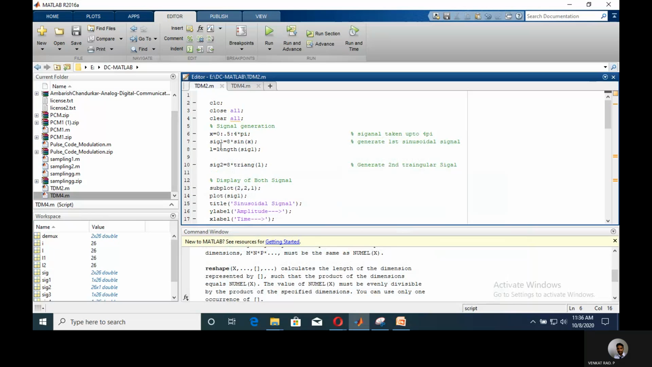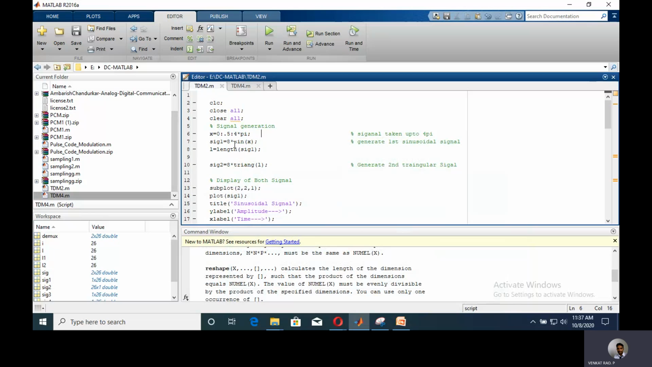Now next, the sinusoidal signal, signal 1. Let us take signal 1 as a sinusoidal signal and signal 2 as a triangular signal. So signal 1 is equal to 8 into sin x. This is the general formula for any sinusoidal signal. Let us take x1 of t equal to 8 into sin 2 pi t. So here signal 1 is equal to 8 into sin x, where 8 is the amplitude value, and L is the length of signal 1.